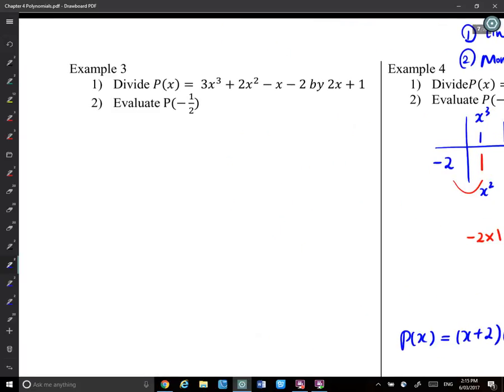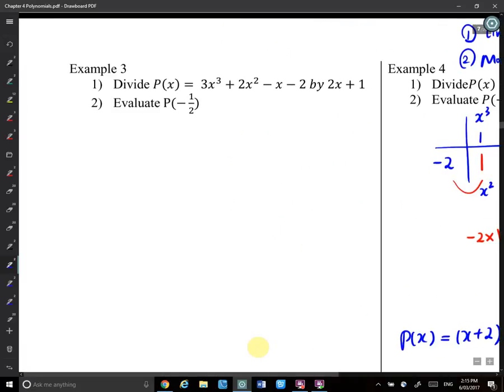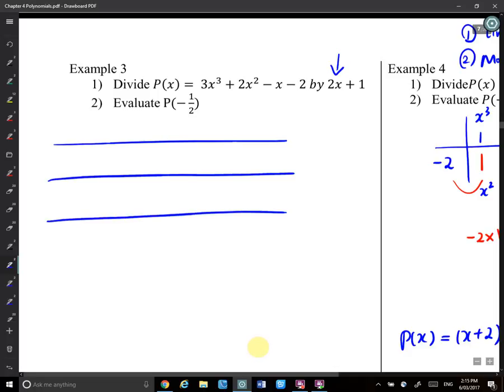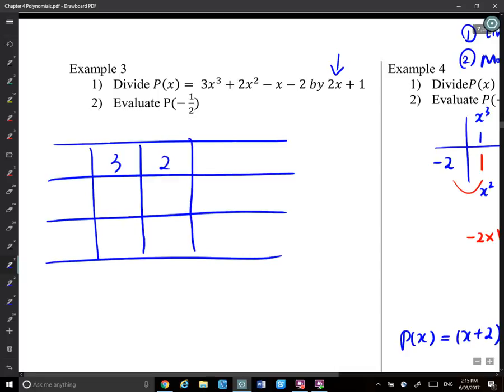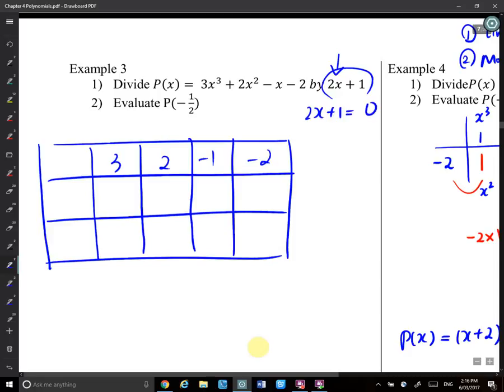Okay, for example, let's do this one. This one is not a monic linear. I have 2x plus 1. Just to remember the method, I will write the coefficients in order: x cubed, x squared, x term, and minus 2. And I will try a number. The number must make your divisor equal to 0. Then the x I need to put in is minus a half.